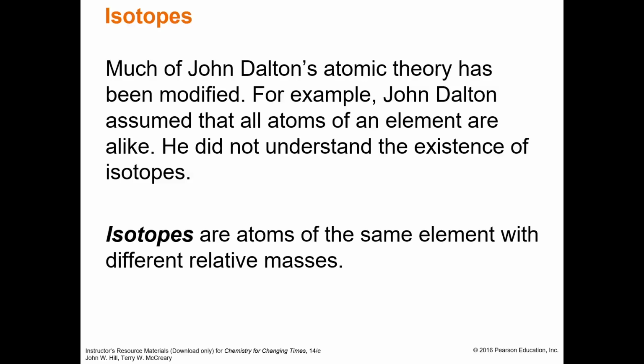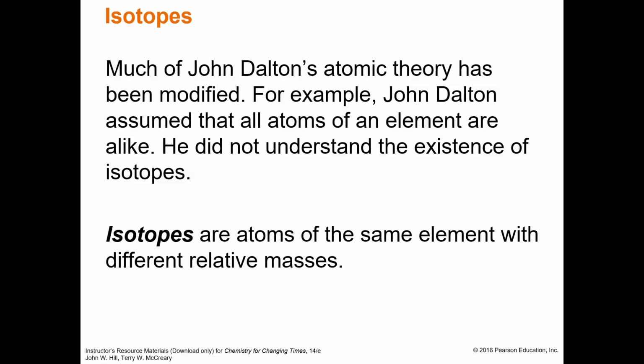So John Dalton assumed that all atoms of an element are alike, that there wasn't any real difference between them. However, at this point in time, we have found that there are isotopes. And so isotopes are atoms of the same element with different relative masses. I know I said at this point in time, but really that's like 100 years ago the isotopes were found.